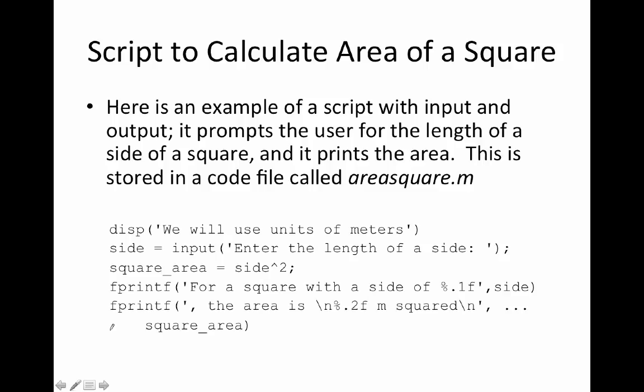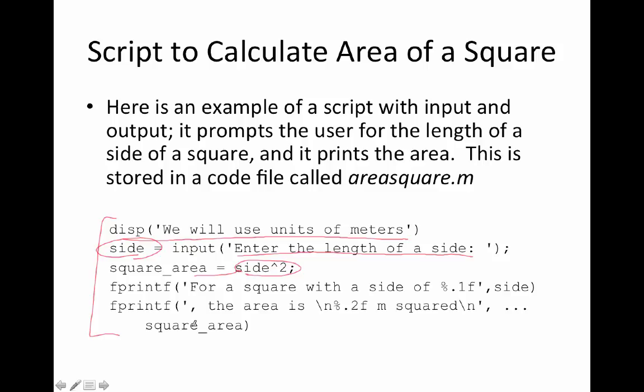So here's an example of a script that has both input and output. It prompts the user for the length of a side of a square, and then it prints the area. So we might store this in a code file called areasquare.m. So these are all of the lines in our code file. First of all, we're going to display an instruction that says we're going to use units of meters. Then we have the input function, which prints the prompt, enter the length of a side, and when the user enters that, that'll get stored in the variable side. Then we're going to take side squared and store that in a variable square area, and then print out the results in a formatted way using fprintf statements.